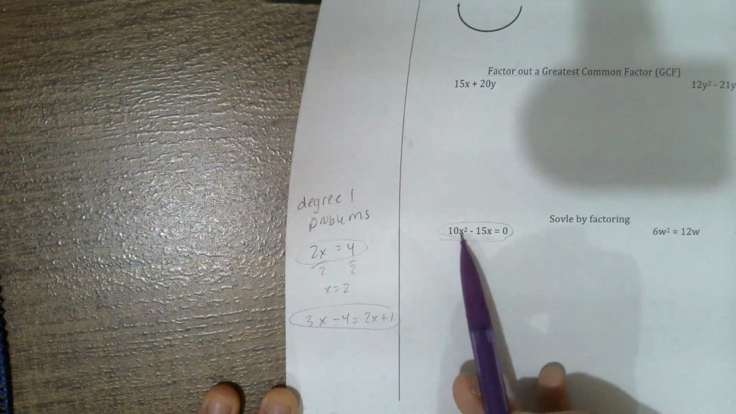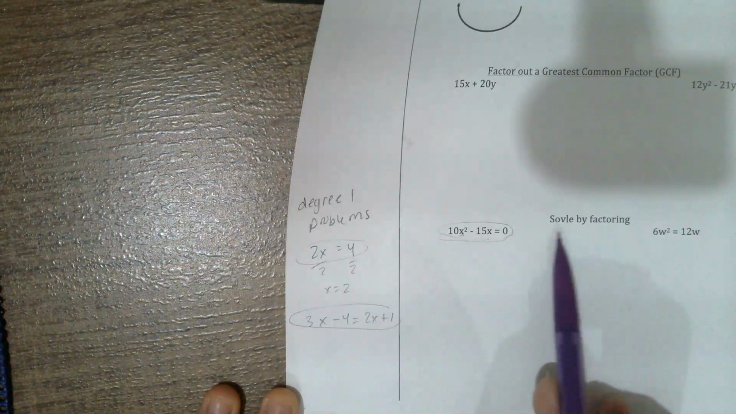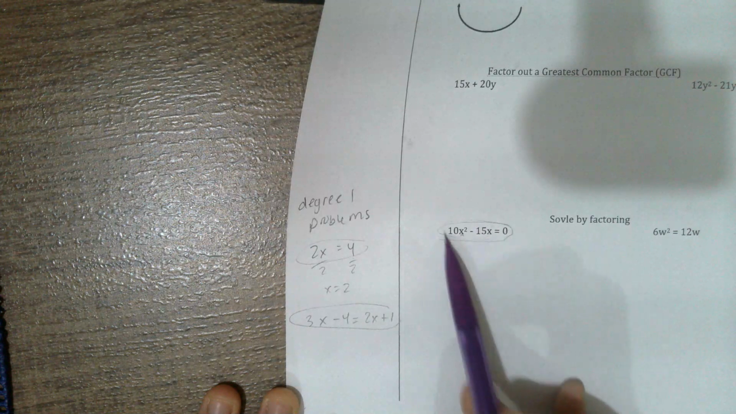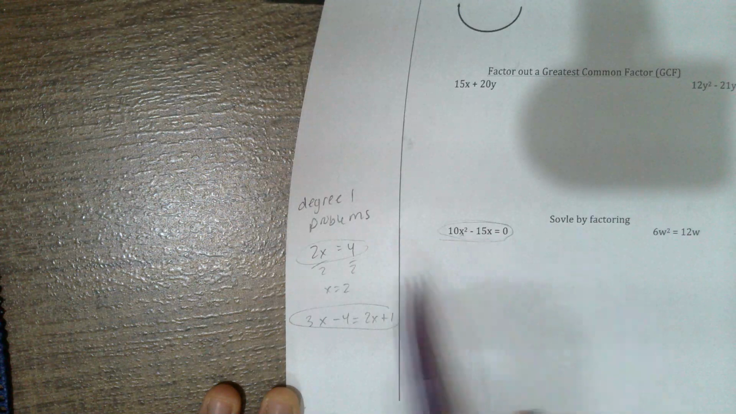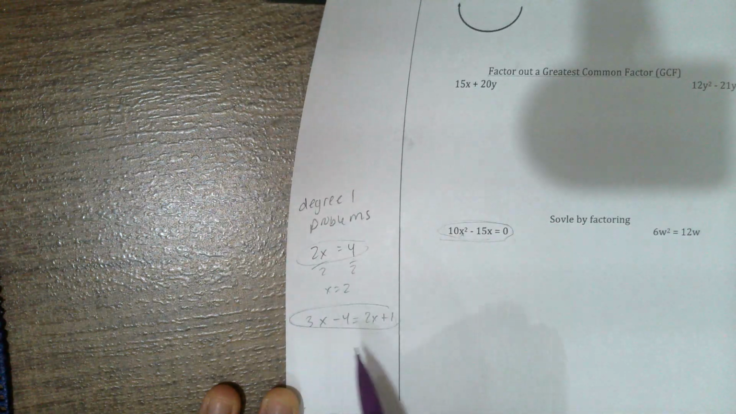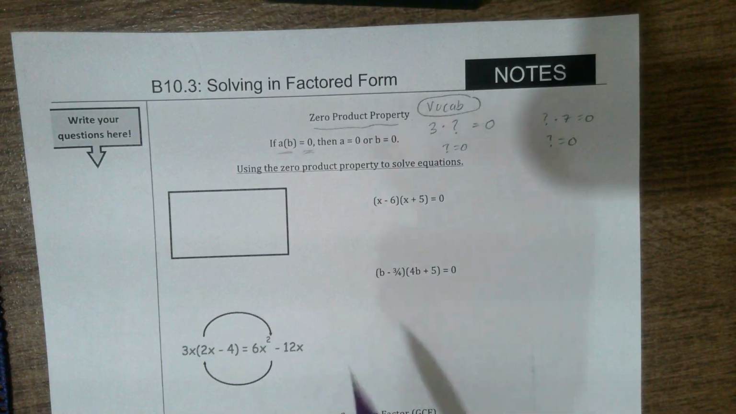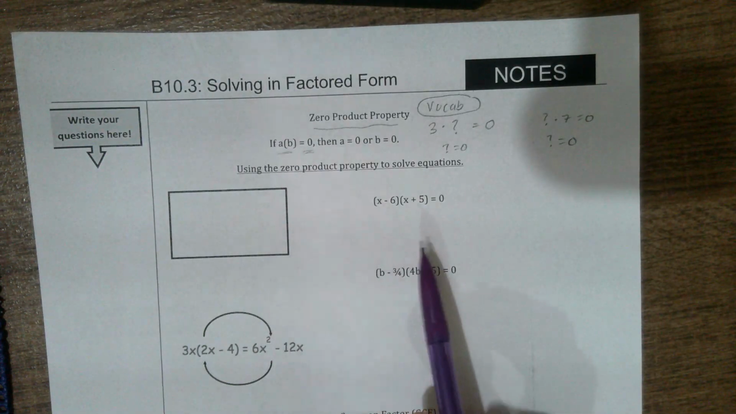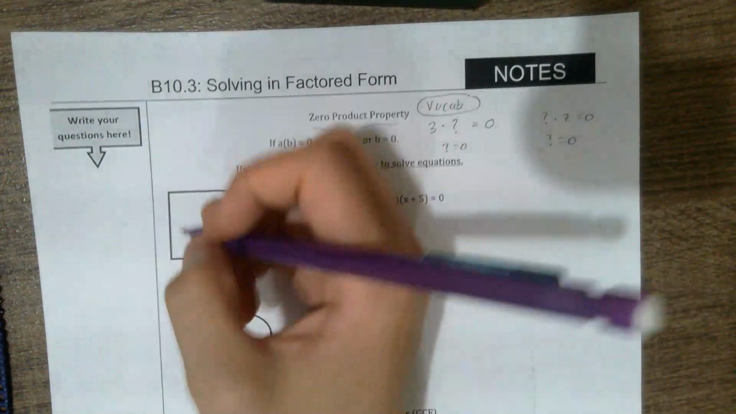But it gets trickier when we're in degree 2. When we're in degree 2, we usually want to do factoring. So we need to figure out what values of x make this true, and in order to do that, we need to factor. Over here, when we were trying to figure out which values of x made this true, we could just do our steps. But here, we need to go a little more complicated. Okay, so we're going to use the zero product property to solve equations. So let's make a little note right here.